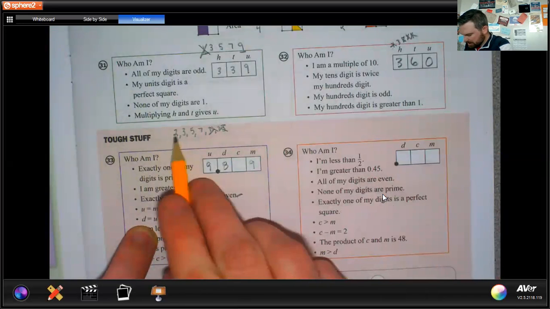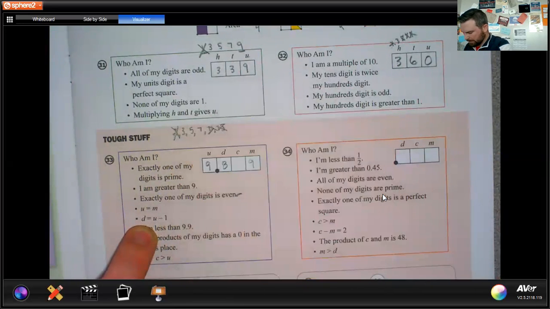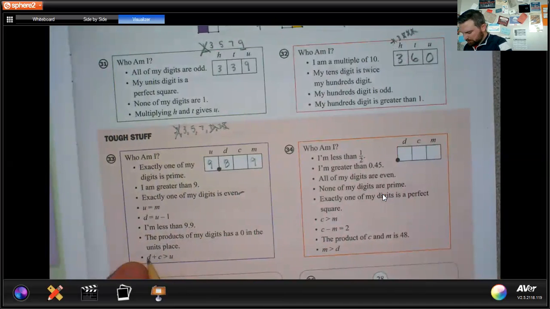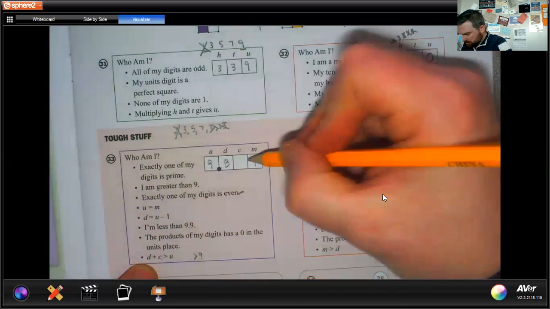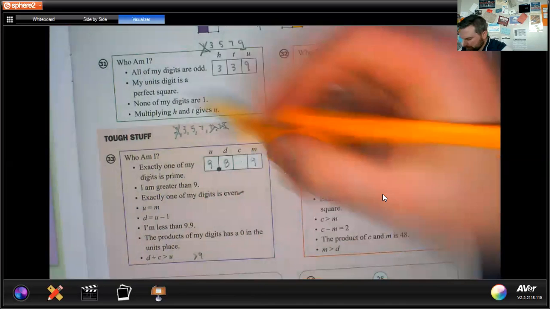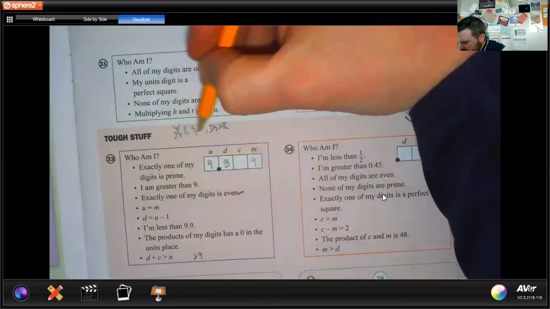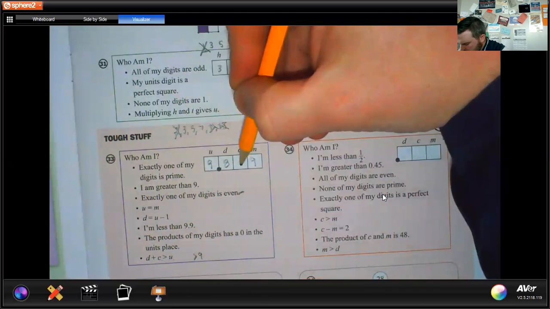So now I got to use one of these numbers. It can't be 2. Okay, so it's a 3, 5, or 7. I'm less than 9.9. Okay, that's true. The product of my digits has a 0 in the units place. Okay, we'll get there. D plus C is greater than U. Okay, so U is 9. So this number plus this number is greater than 9. Well, that's obvious, because no matter what number I put in here, this number will be greater than 9.